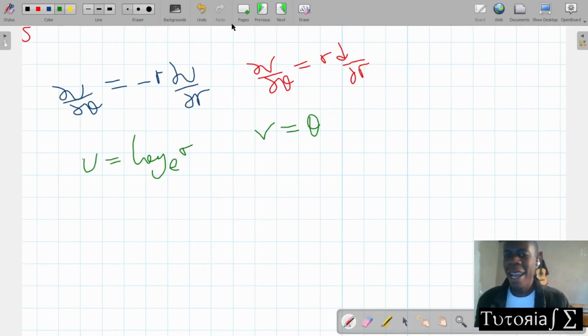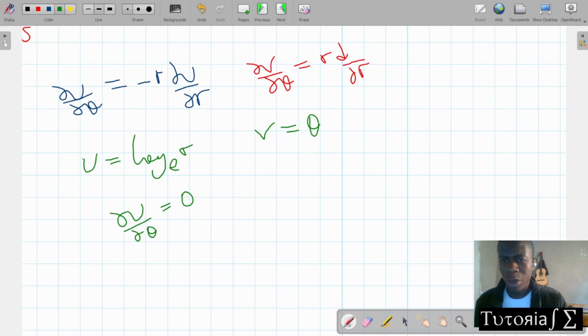So right here we have our Cauchy equations. du/dθ is equal to negative dv/dr. So we need to find this partial derivative. Do we have du/dθ? Do we have any theta here? So we know that du/dθ is equal to 0.